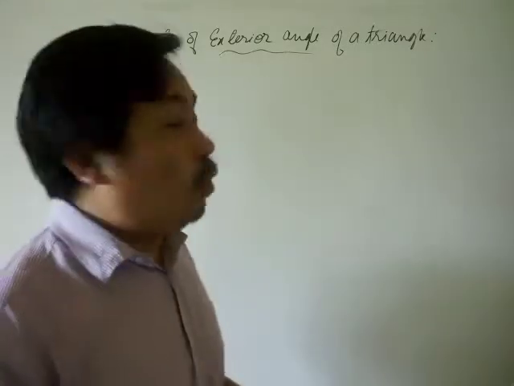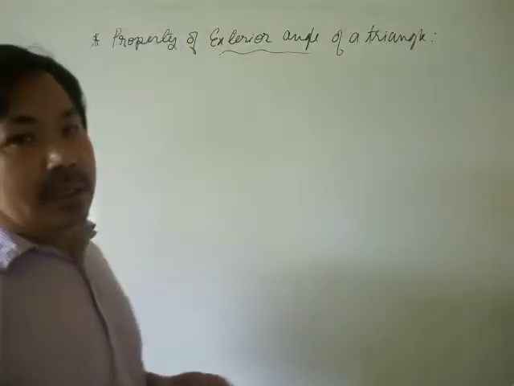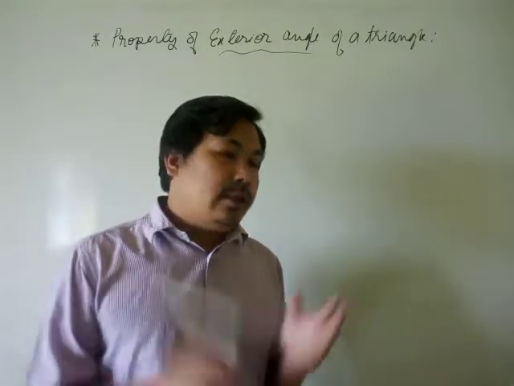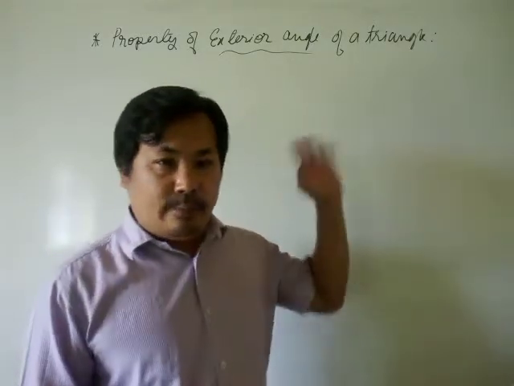In today's video I will try to explain one point from chapter number 6, that is the exterior angle of a triangle and its property.